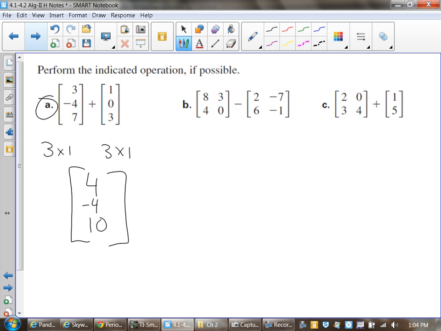Okay. In part B here, are those both 2 by 2 square matrices? Yeah. So that means all I have to worry about when I'm adding together is 8 minus 2, 3 minus negative 7, 10, 4 minus 6, and 0 minus negative 1. The mistake you're going to be making is when you flip-flop a value or you miss a negative.